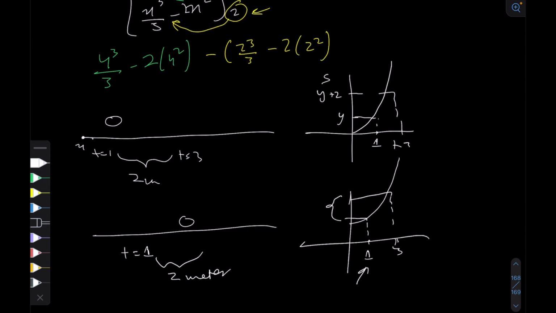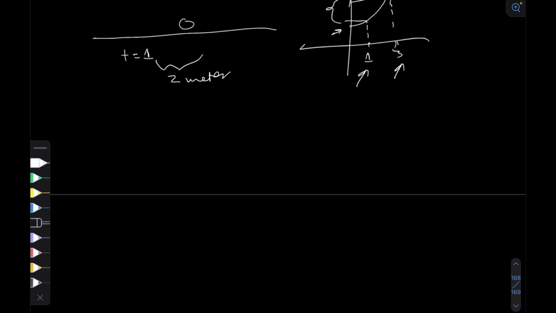One was giving you, by inputting one into this integral function, the displacement at one, and inputting three gave you the displacement at three, and the difference between them remained the same, right? So let's take a look at another example. Let's say there's some function minus 2x plus 4.